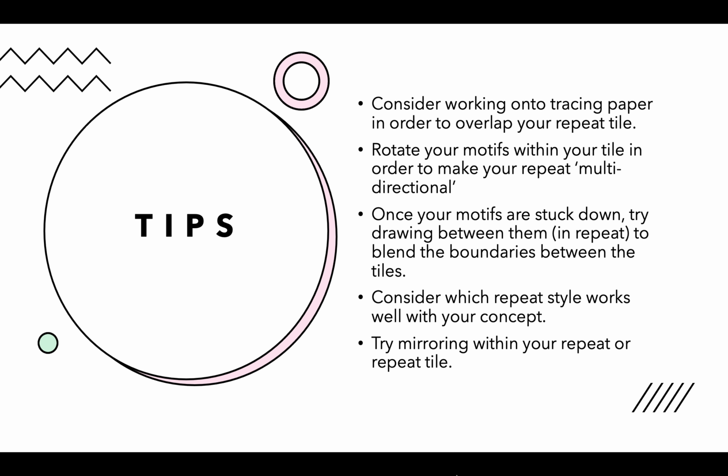Once your motifs are stuck down, try drawing between them in repeat to blend the boundaries between the tiles. So when you're generating some repeat designs of your own today and you're cutting away some of your drawings that you've done already, all of those repeated photocopies, when you cut them out and start to put them down onto a large page in your own repeat formation, you could decide when you're really happy with them, stick them down, and then start to draw some joins in between them. Maybe have shapes arching from one motif to another to blend the boundaries a bit.